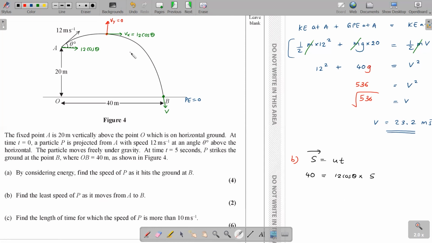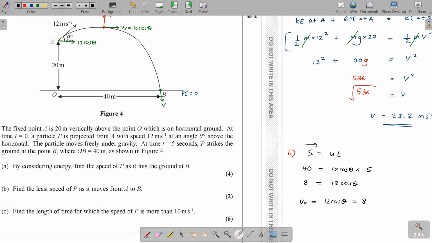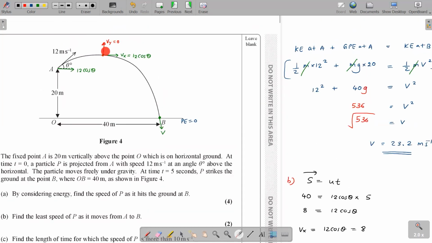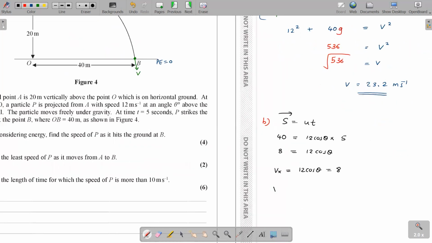Basically, I want 12 cos theta actually. So 12 cos theta is 40 divided by 5, which is 8. So the horizontal component is 12 cos theta, which is 8. And that's what we need. So this is the lowest speed, because at the highest point, there is no vertical component. There's only a horizontal component. So that will be the least speed.